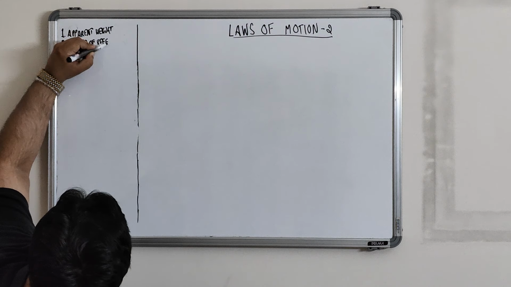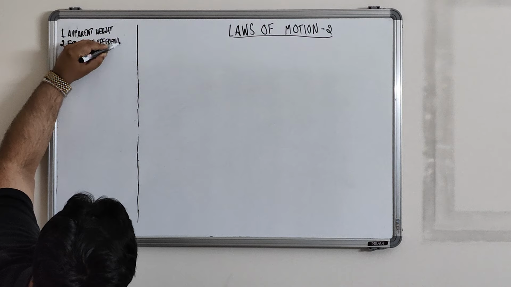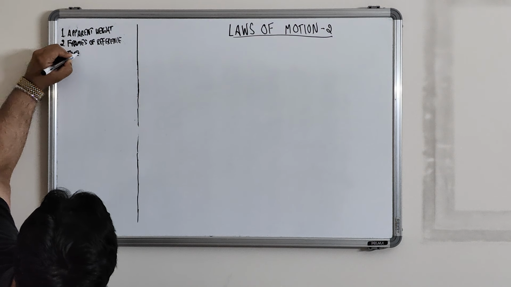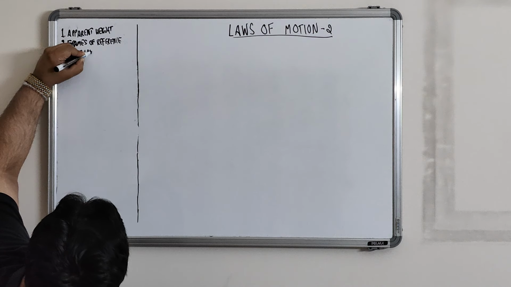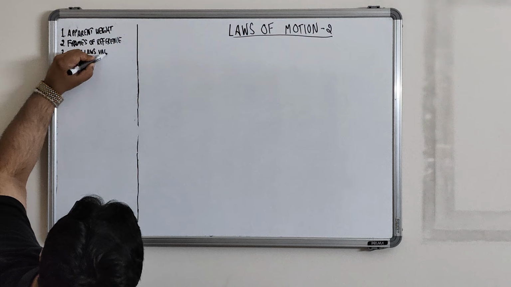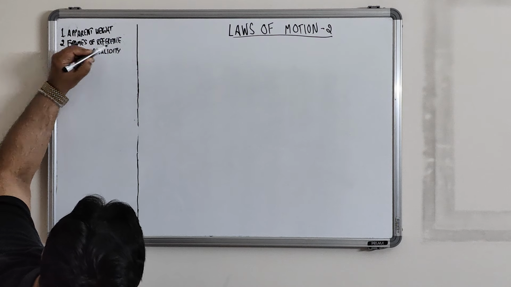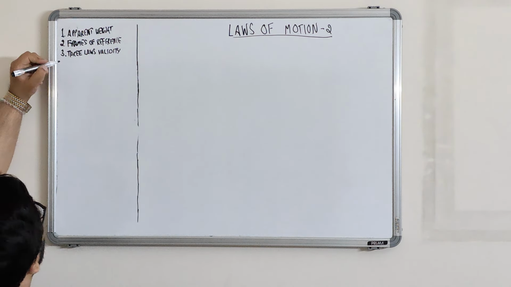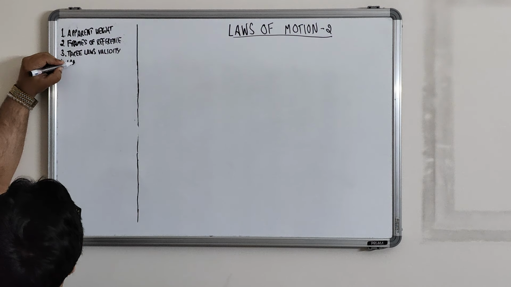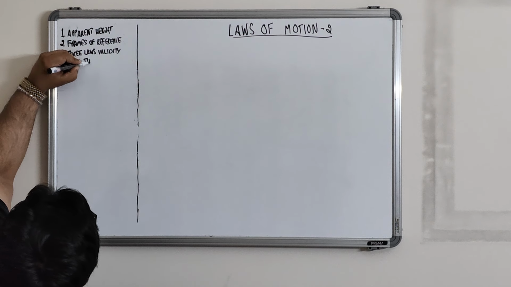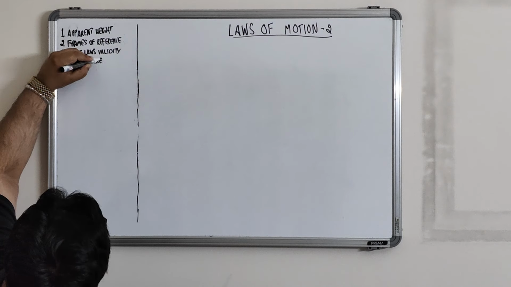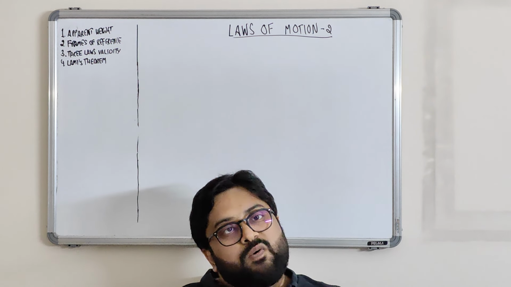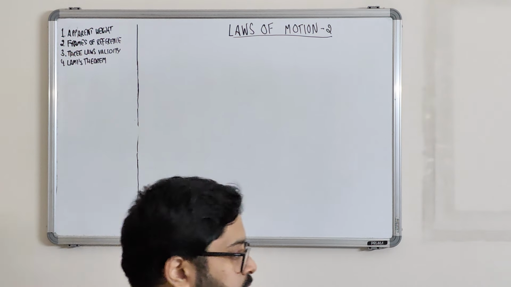Then we'll talk about the validity of the three laws, because you really need to understand what's going on. All right, then we'll see what Lami's theorem is. Lami's theorem is kind of like the law of sines but in vector form.